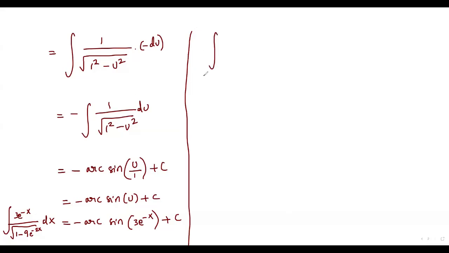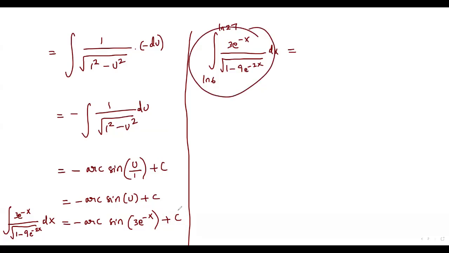So the integral from ln 6 to ln 27 of 3 times e to the power of negative x divided by the square root of 1 minus 9 times e to the power of negative 2x dx. Okay, now in the result on the right side we can skip the constant of integration, because usually we do this for an indefinite integral, but now we have a definite integral, so we don't need this constant of integration. Now for this result we have to apply the limits, the lower limit ln 6, the upper limit ln 27.